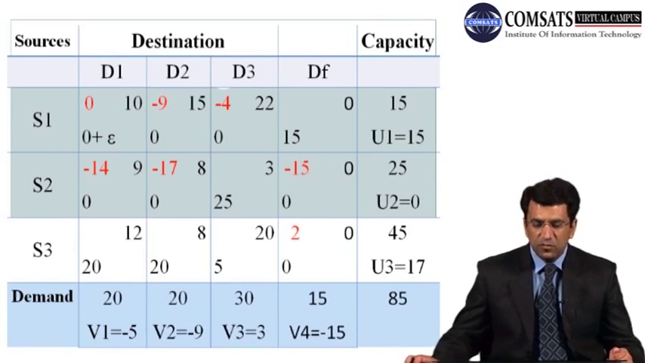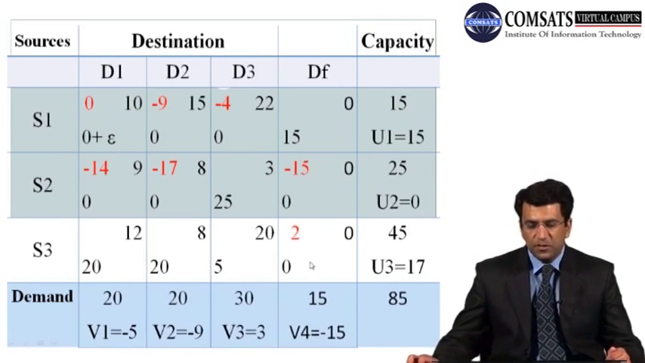Similarly class, we will have to calculate the shadow cost for this particular cell, that is S3DF. Now how does this 2 come here? U3 plus V4, that is 17 minus 15, it will become 2. So 2 minus the relevant cost, that is 0 here. So 2 minus 0 is equal to 2. So this is the shadow cost for this particular cell S3DF.